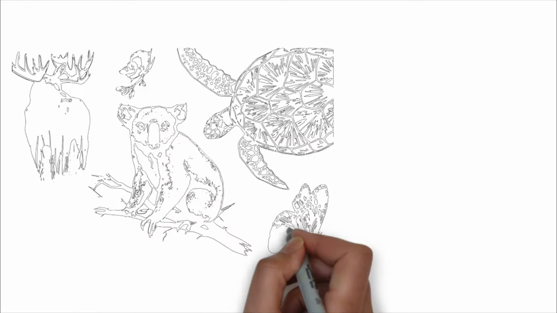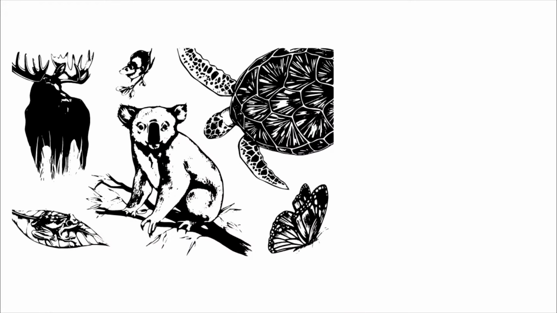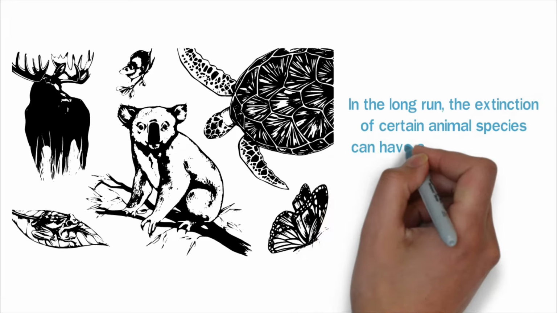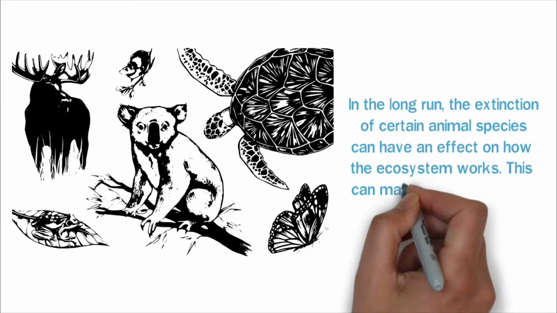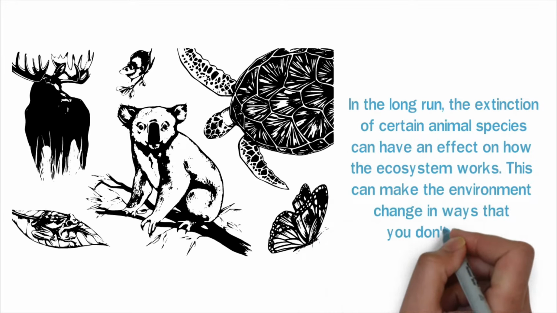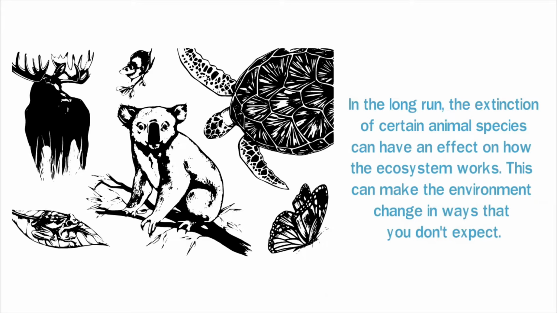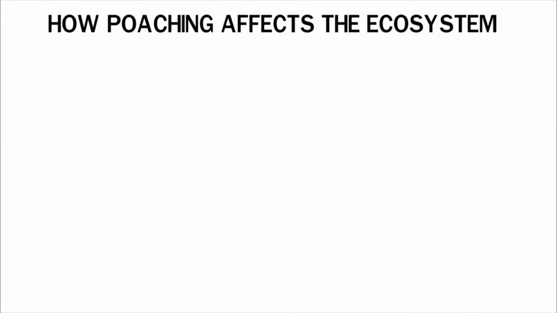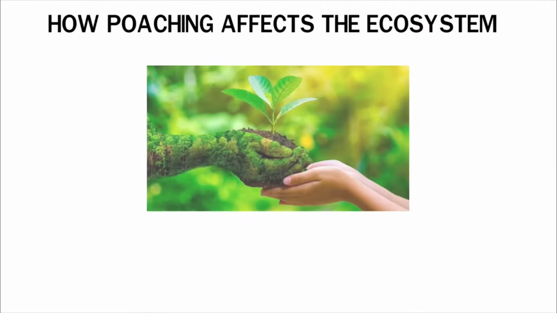It is very likely that an animal or plant will become extinct if it doesn't get the help it needs. In the long run, the extinction of certain animal species can have an effect on how the ecosystem works. This can make the environment change in ways that you don't expect. How poaching affects the ecosystem. An ecosystem is made up of plant and animal communities, as well as their physical surroundings.